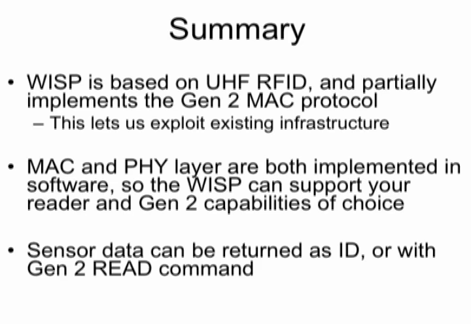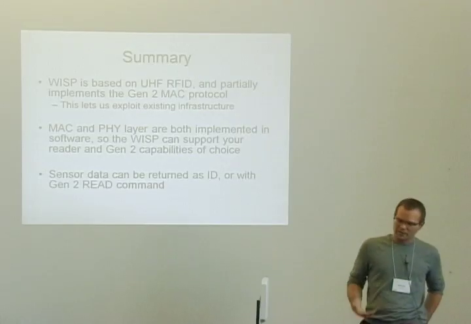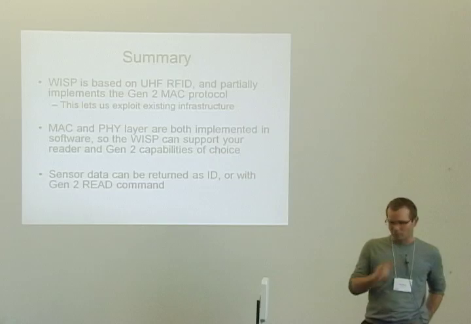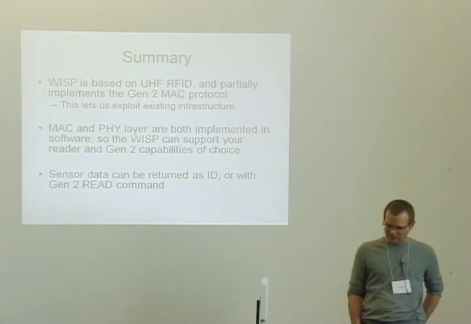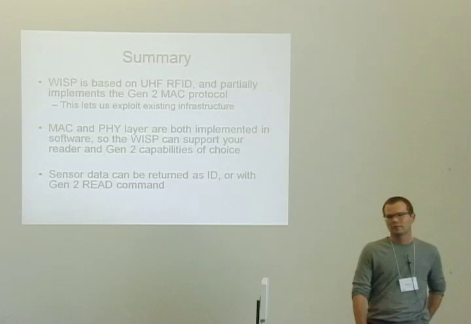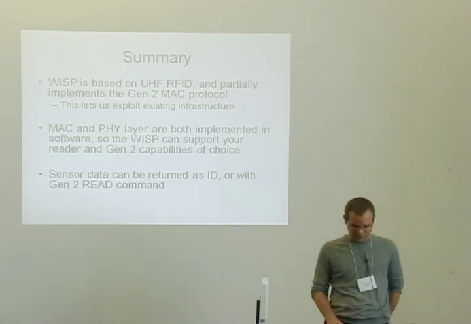So, in summary, the WISP is based on UHF RFID, and right now it works with Gen 2 readers. It doesn't actually implement the full Gen 2 protocol. But what's nice is we can now exploit all of this existing infrastructure. And since everything is in software, you can actually make whatever MAC layer you want, whatever PHY layer. You can get it to work with any reader you want, or implement any of the Gen 2 capabilities, just with some C coding. And then, as I said, the sensor data can either go back in the ID, or for larger amounts of data, it can go in the read command.